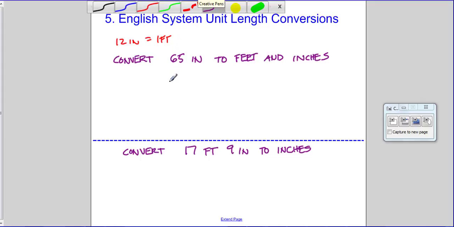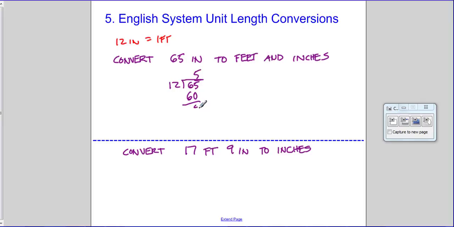So what I do is I divide 12 into 65. And 12 goes into 65 5 times. 5 times 12 is 60, remainder 5. So my answer is going to be 5 feet, 5 inches, because for every 12 inches, that's 1 foot. So this represents feet, and the remainder represents inches. So this is 5 feet, 5 inches. It's easy to do if you just remember what to do and think about it for a second.